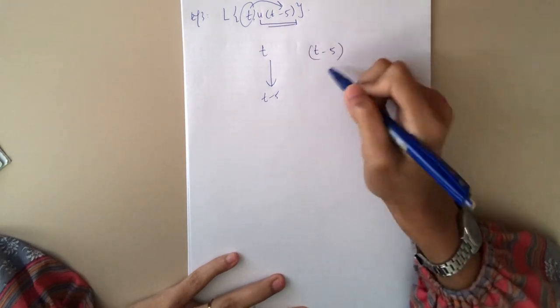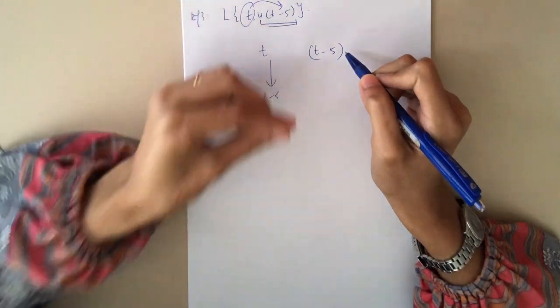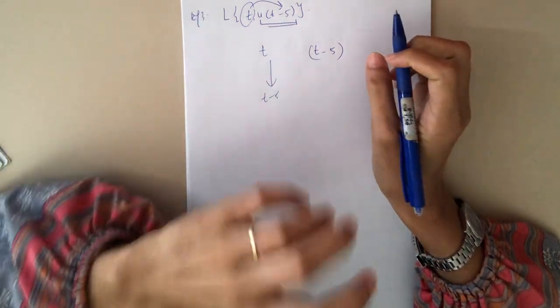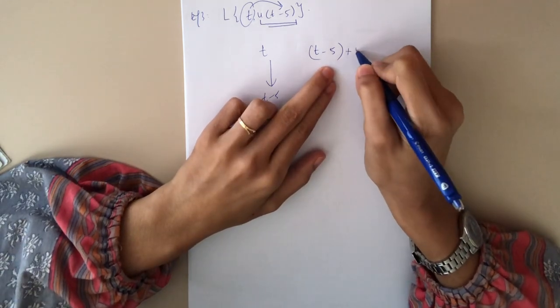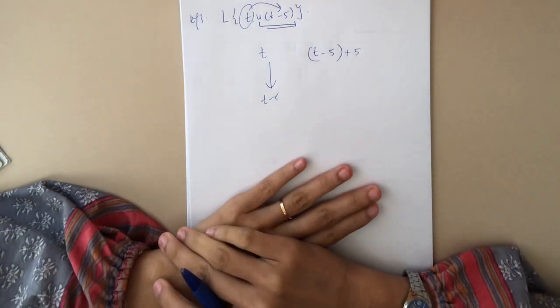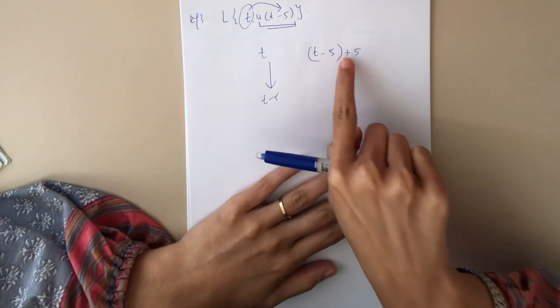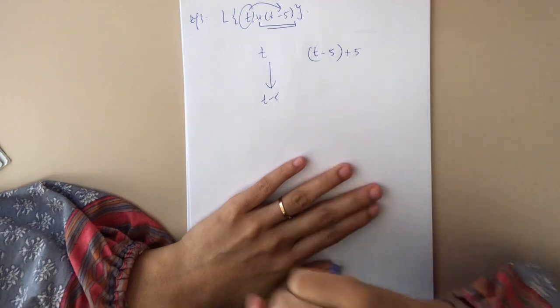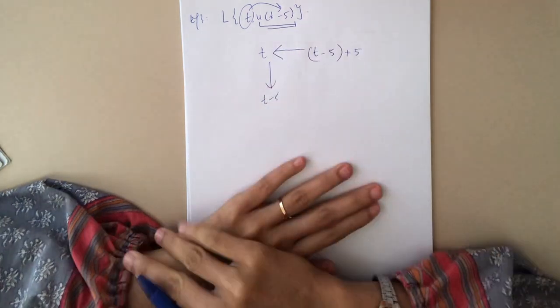But we want to get back t. How to get back t? How to get back the original value? Plus 5, is it correct? Because when you open the bracket, you get negative 5 plus 5 is equal to 0. So you get back your t.